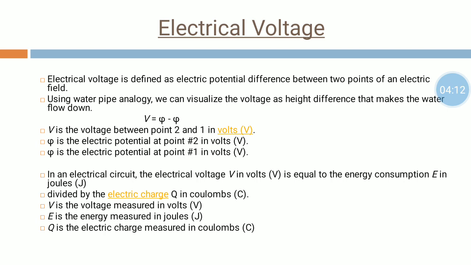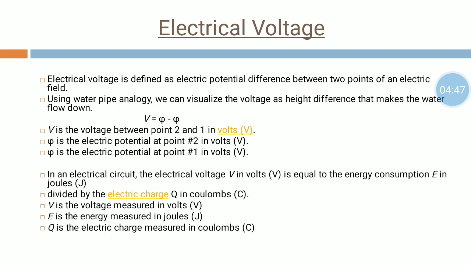V equals V2 minus V1. This is the potential difference. V is the voltage between points 2 and 1, in volts. Okay, this is the unit of voltage, called volts. V2 is the electric potential at point 2, and V1 is the electric potential at point 1, in volts. These quantities are all in volts only.